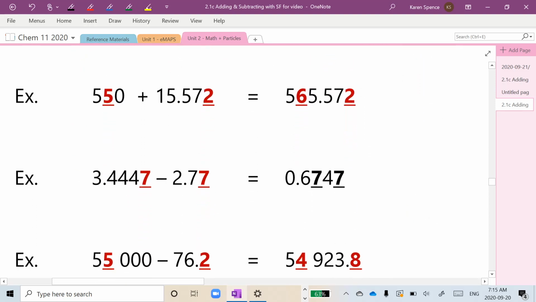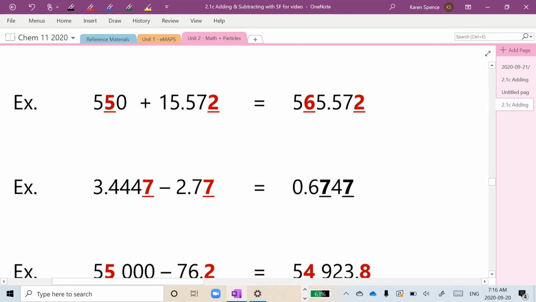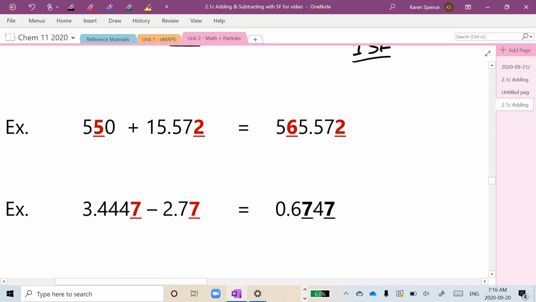Okay, let's do a couple more. These are the ones that, if you learned a different way of doing this in physics, where they said the least number of decimal places, that works most of the time. However, let's look at this one. 550. Okay, 550 has no decimal places.